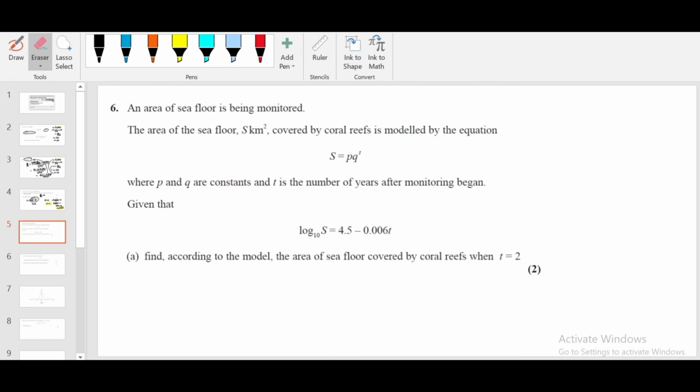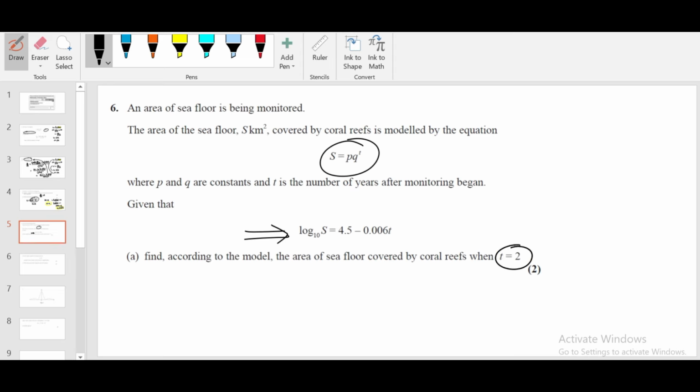Question number 6. An area of seafloor is being monitored. The area of the seafloor, S km², covered by coral reef, is modeled by the equation S is equal to P Q power T. This is from chapter 5, exponentials and logarithms, where P and Q are constants. T is the number of years after monitoring began. Given that you have an equation involving a logarithmic function, find according to the model the area of the seafloor covered by coral reef when T is 2.